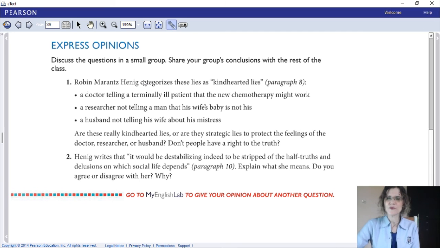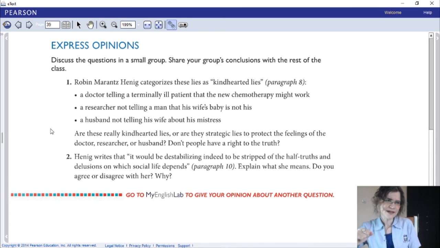Okay, let's look at number one. Robin Marantz Henig categorizes these lies as kind-hearted lies. That's in paragraph 8. A doctor telling a terminally ill patient that the new chemotherapy might work. The researcher not telling a man that his wife's baby is not his. A husband not telling his wife about his mistress. Are these really kind-hearted lies, or are they tragic lies to protect the feelings of the doctor, the researcher, or the husband? Don't people have a right to the truth? Please state your opinion on this one.